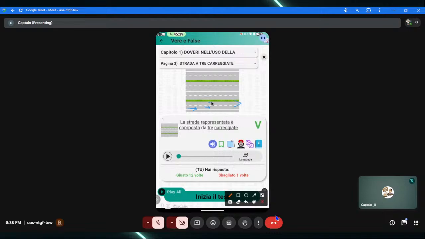Okay, so this one is overtaken. This one here, the corsia interna is for overtaking, while the corsia laterale di destra is for marcia normale. All right, good.